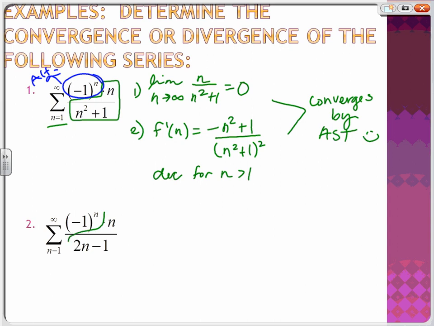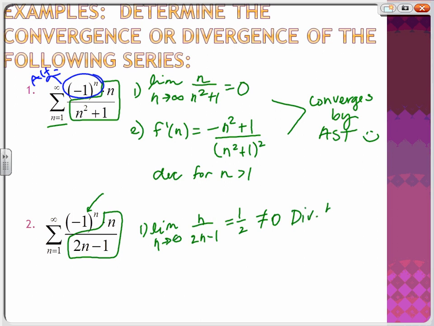Alright, so I can see the alternating part. It was right there, so I want to take the non-alternating part, get the limit as I go to infinity of n over 2n minus 1, and what do we get out? Which means what? That is not 0. So it diverges by, I can't write fast enough, the nth term test.